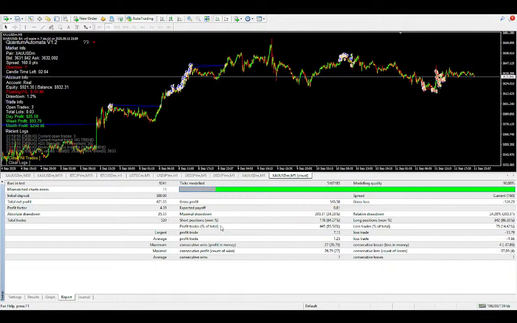Total profit trades 445, loss trades 75, just 14%. Consecutive loss is 4, consecutive win is 27. So basically this is all good.